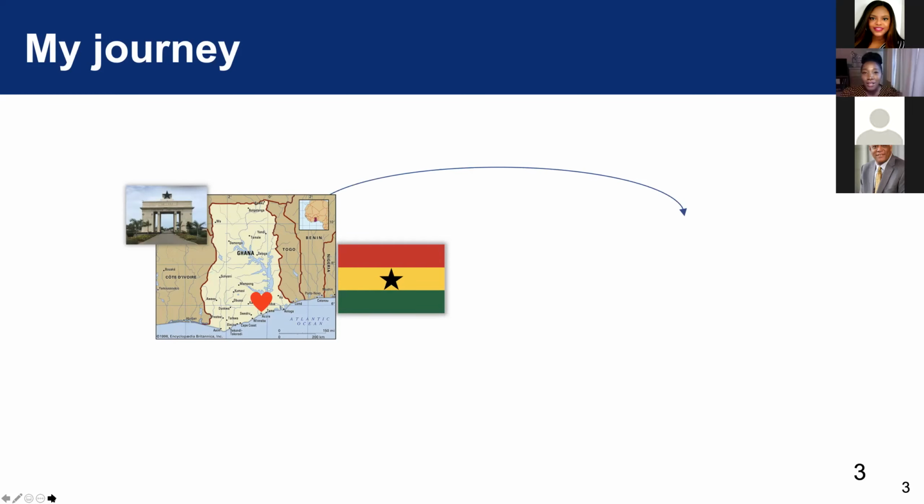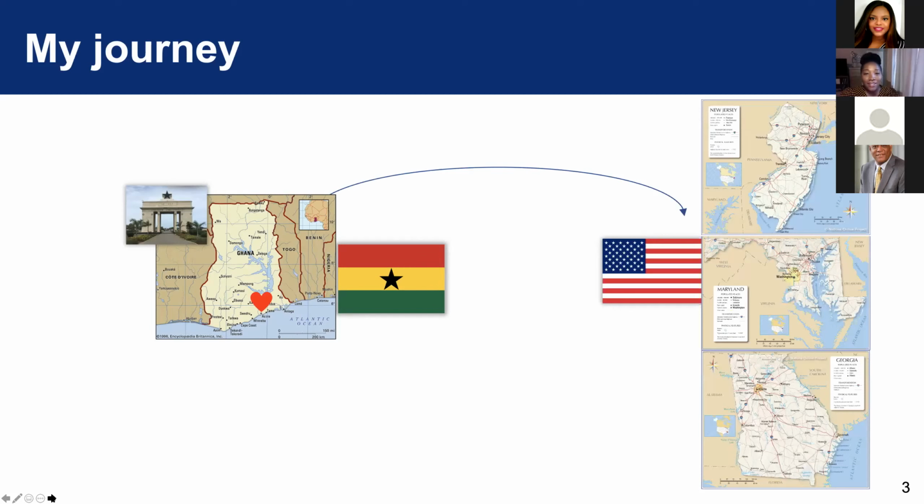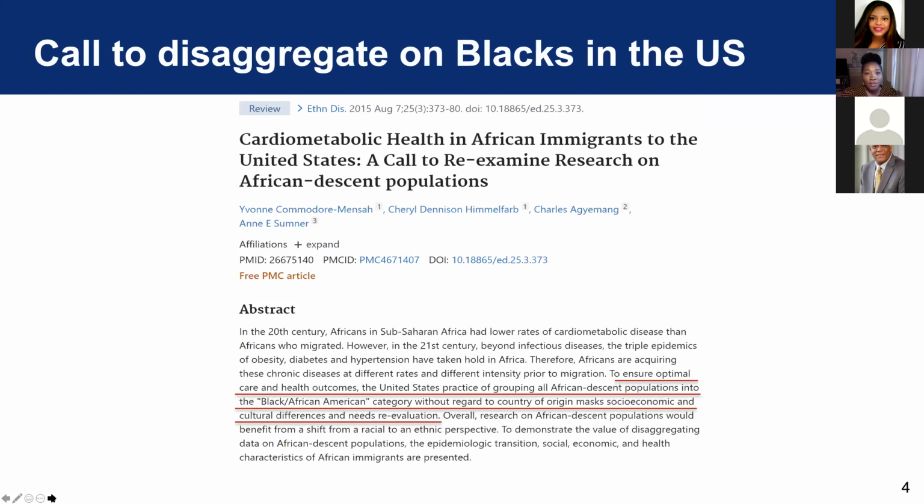I came to the US in 2004. I've lived in New Jersey. I've lived in Maryland. I've lived in Atlanta, and these states are home to millions of African immigrants in the US. So I think the point has already been made, which is that traditionally data on Blacks in the US are aggregated. So whether you're African American, Afro-Caribbean, or African immigrant, data are aggregated. And in terms of racial disparities, we have traditionally approached it from the perspective of looking at skin color, right?